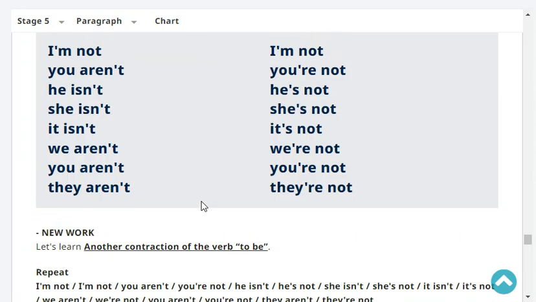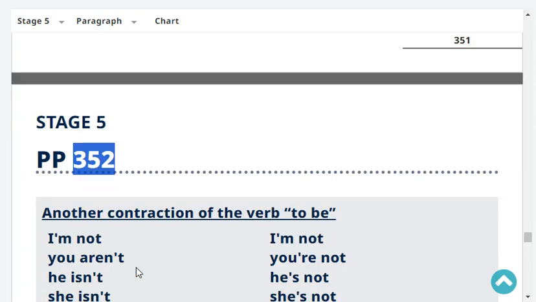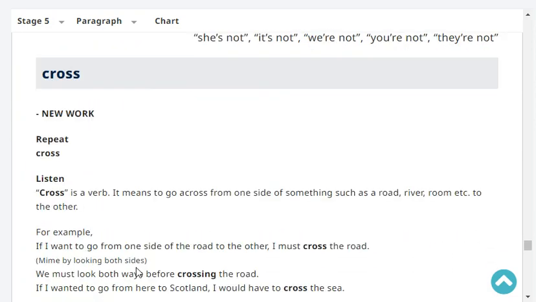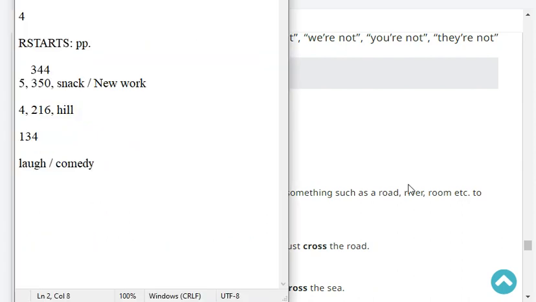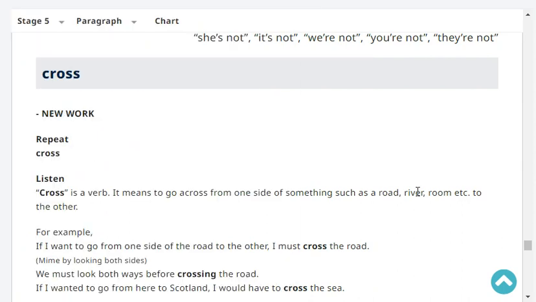Cross. Very good. Okay, listen. This word cross is a verb. The cross that's a noun is like that, a cross noun. This cross is a verb. It means to go across from one side of something, such as a road, river, room, etc., to cross the street, like that.